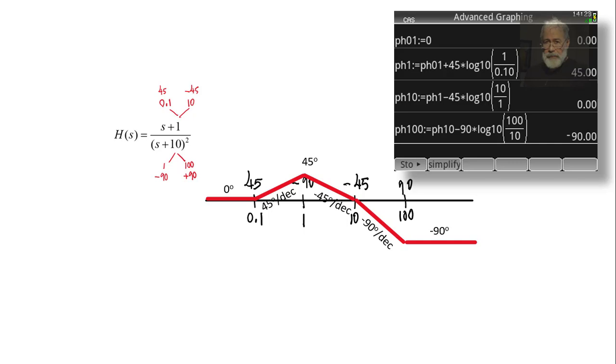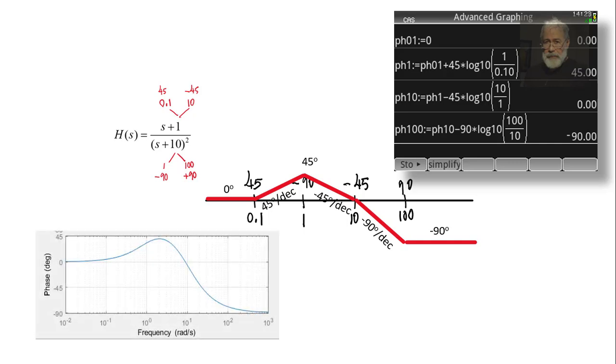Let's compare that with the exact plot, this one. Superimposing the approximate on the exact plot of the phase, this is what we get. Not too bad. And that is all, my invisible friends.